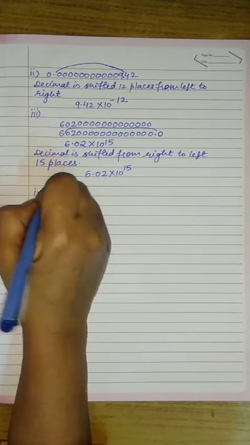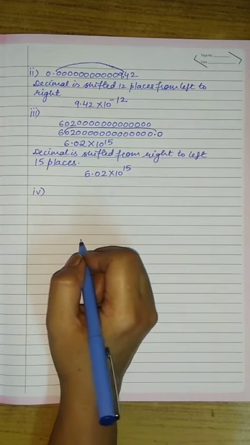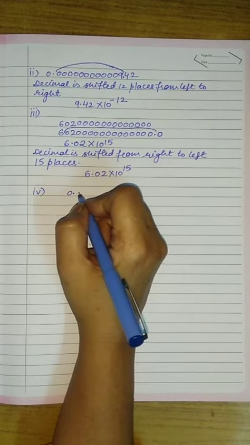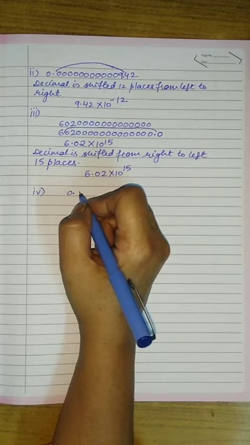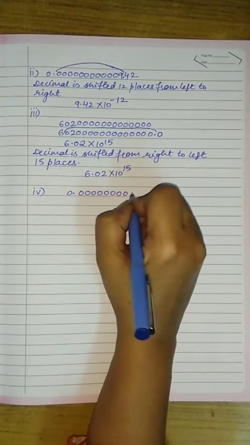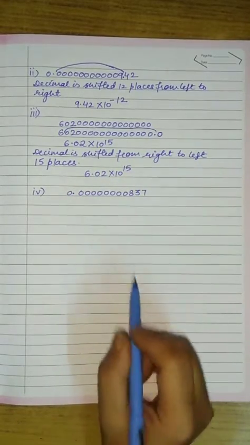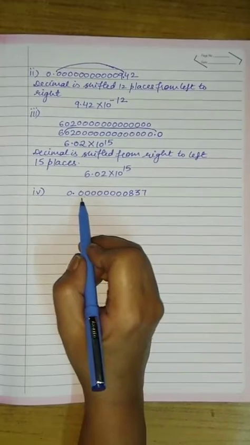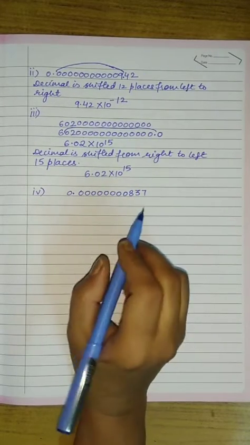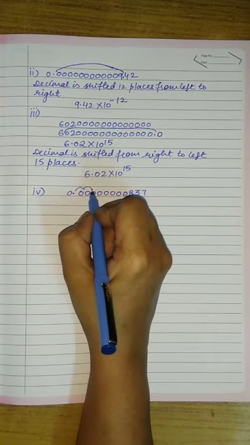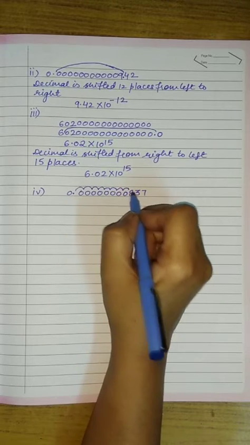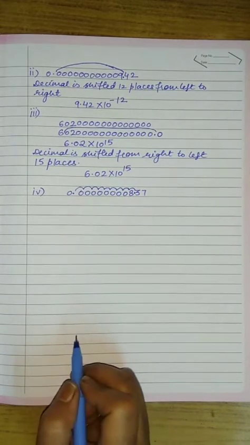Now moving to the fourth part of this question. Now we have 0. How many zeros are there in the question? 1, 2, 3, 4, 5, 6, 7 and 8. Then we have 8, 3, 7. Now I have to shift the decimal. How many places? We have 8 zeros and then one digit, 8. So I will shift the decimal 9 times. So I have to shift the decimal 9 places to form standard form.